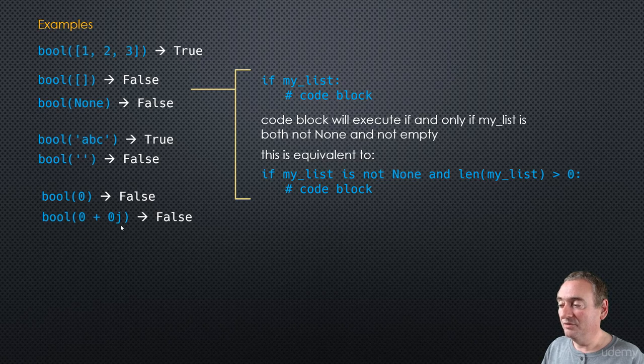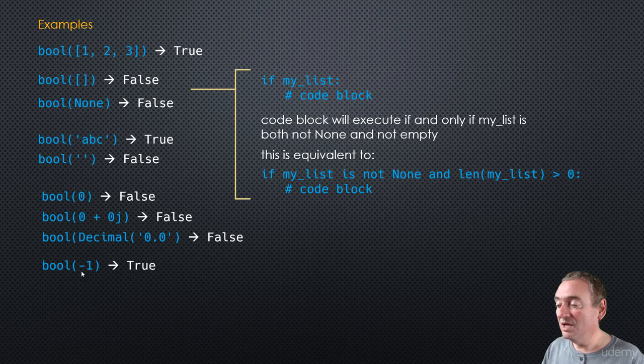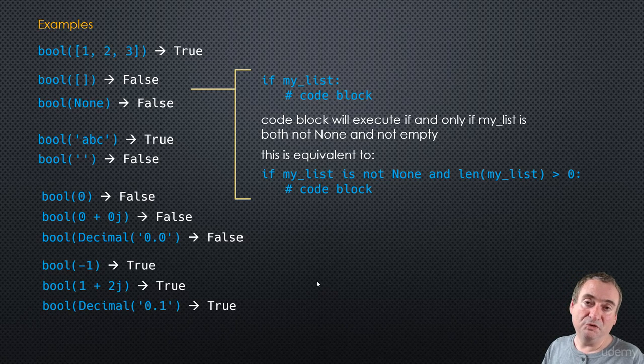And it doesn't matter if it's a complex number. If it's 0, that will be false as well. Works the same with decimals. On the other hand, if we have non-zero numbers, even -1, as we saw in the last video, that will be true. Same thing with a non-zero complex number, that will be true. And same thing with a non-zero decimal number, that will be true as well.